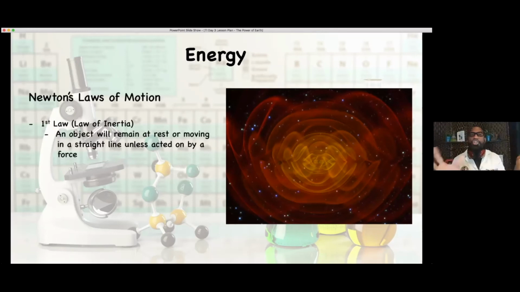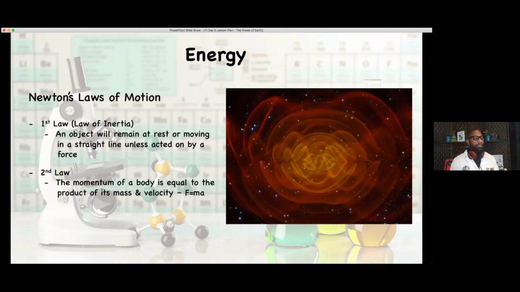Everybody's heard of Newton's laws, right? And sometimes it sounds complex, but we're going to make them really, really simple today. We have the law of inertia, which says any object will remain at rest or moving in a straight line unless acted on by an opposing force, okay? And we're going to dive into a little bit of that in an example. We have the second law, which says the momentum of a body is equal to the product of its mass and its velocity. Force equals mass times acceleration. We're going to remember that.